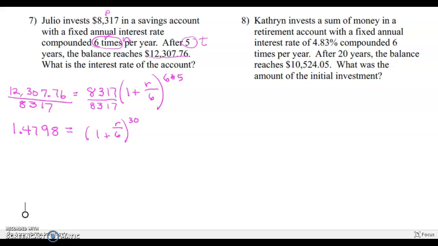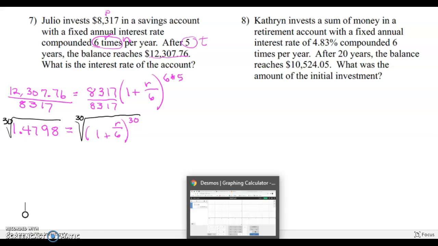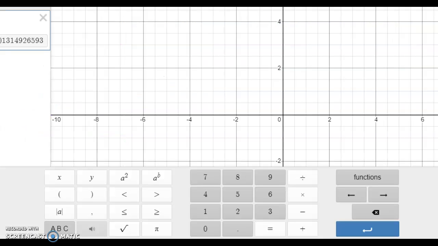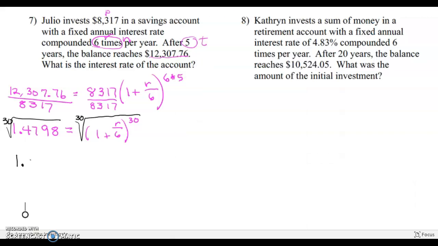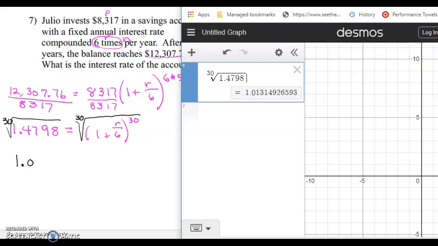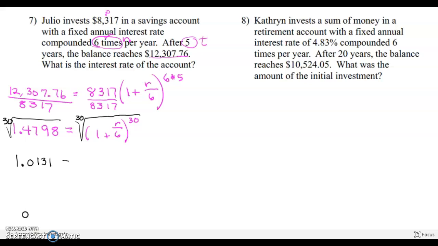To cancel the 30th power, we are going to take the 30th root. So we'll take the 30th root of both sides. Now I did that in Desmos. I'm going to show you what I got. I got the 30th root, I got 1.0131 equals 1 plus r divided by 6.